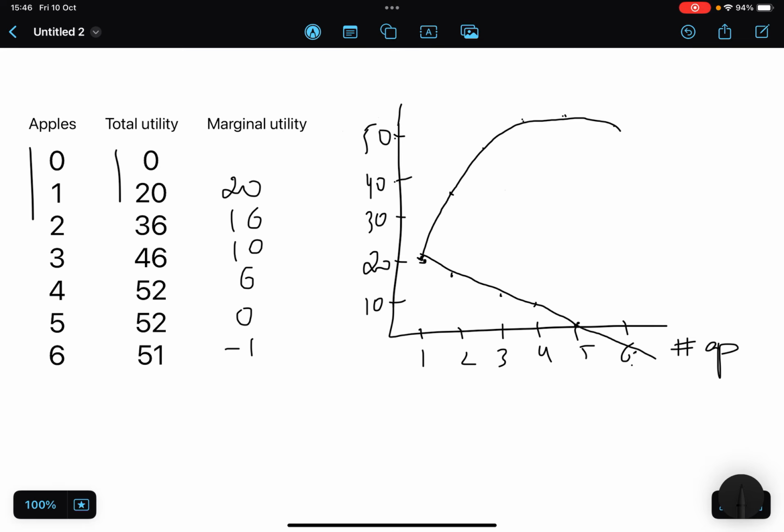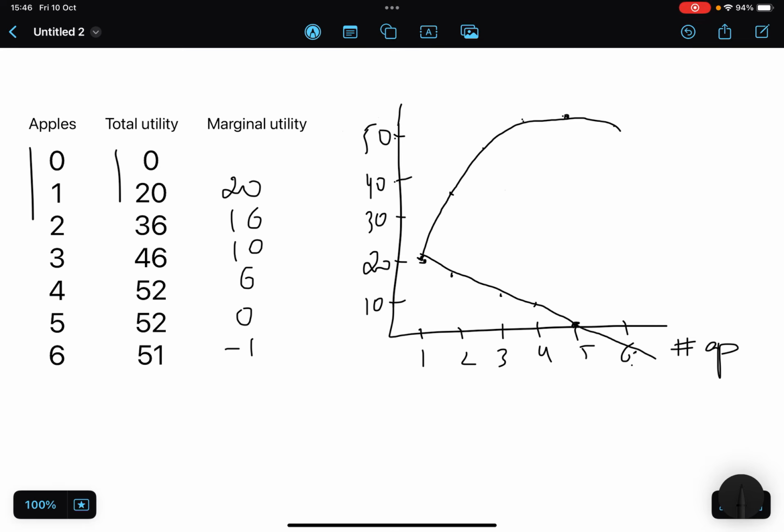This curve starts high but declines with each apple. It shows that each additional unit adds less and less satisfaction. That's diminishing marginal utility again. And when marginal utility becomes negative, total utility begins to fall. And notice when marginal utility reaches 0, our total utility maximizes.